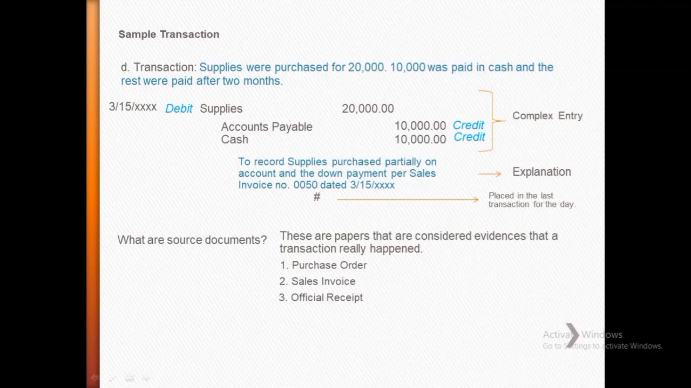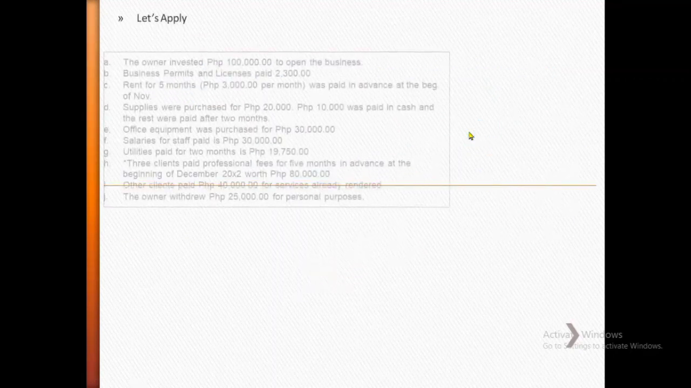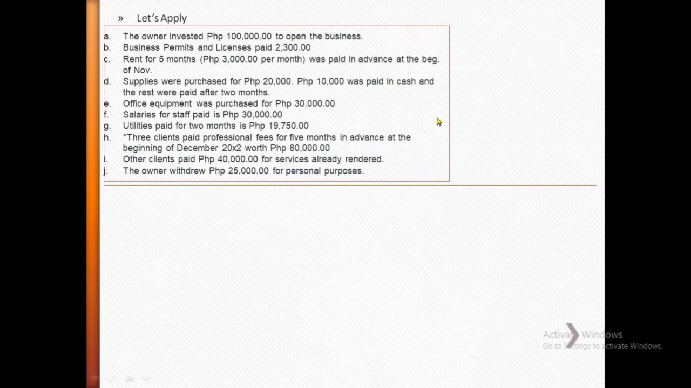Of course, we will not end this particular video without a comprehensive illustration. So now let's apply. We have here the illustrative problem, which is coming from the last video. There are two sets of transactions that were presented in the last video. The first one is this one, and the second one is the transactions for adjustment. For this particular video, we are going to ignore the second set of transactions.